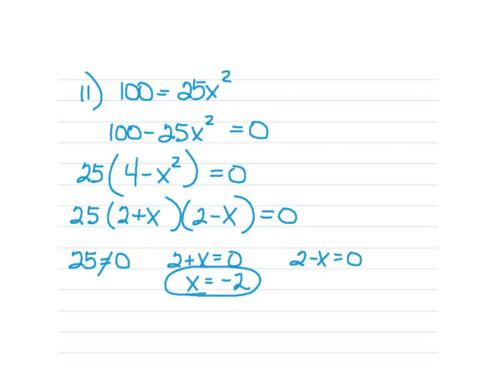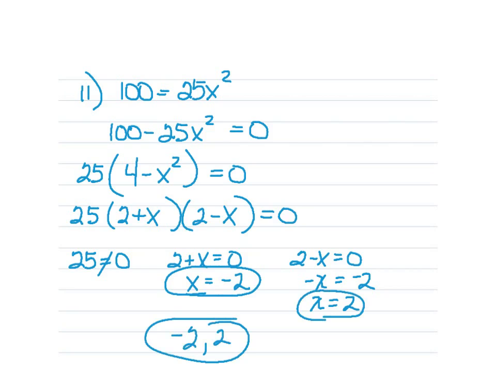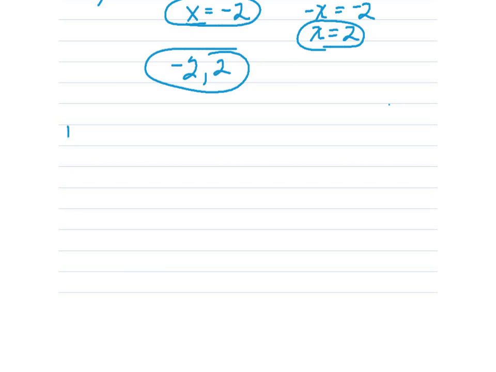And then here we'll subtract 2 from both sides. Negative x equals negative 2. Divide both sides by negative 1. X equals positive 2. So our solutions are negative 2 and positive 2. Number 12. Please do this one on your own. 4y squared is equal to 9/16. Pause the video, and then when you're done, check your answer.